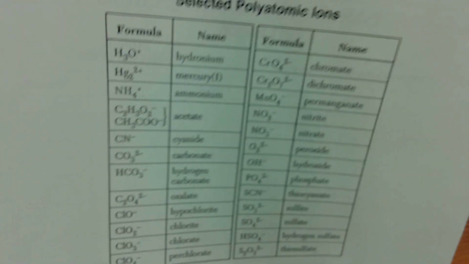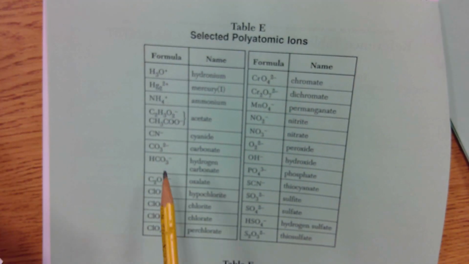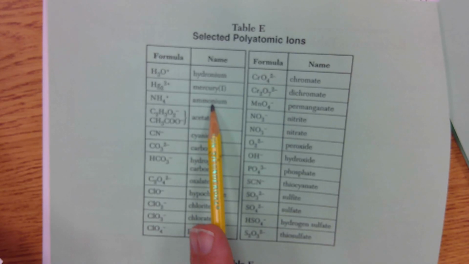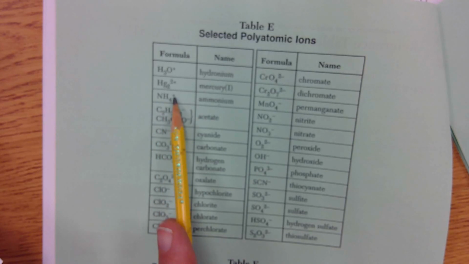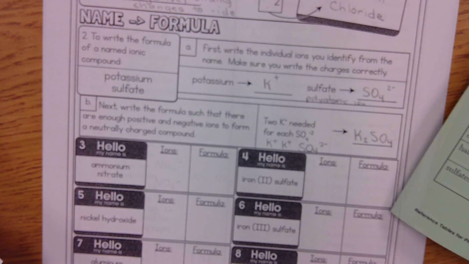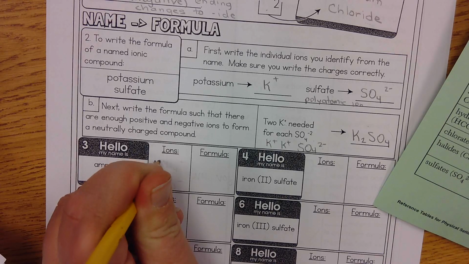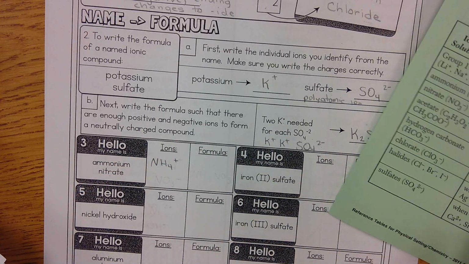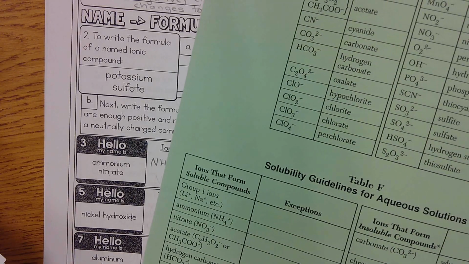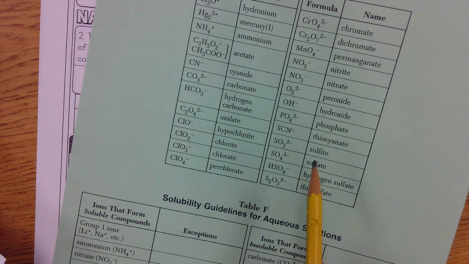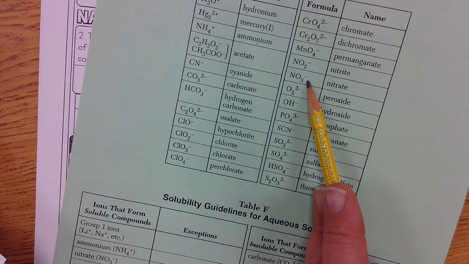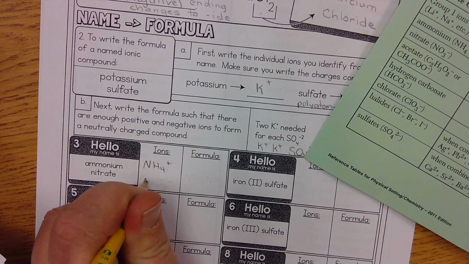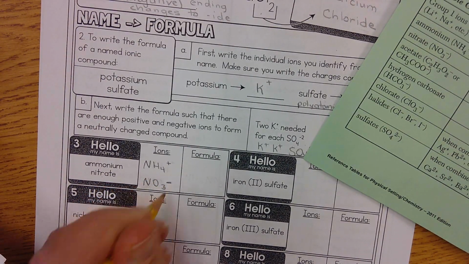So if we look at our handy dandy table E, we see ammonium right here. So ammonium is NH4 with plus 1. So my ammonium ion, NH4 with a plus 1 charge. Okay. And then nitrate, because it ends in ATE, we already know. We're going to go back to the chart. So nitrate is NO3 with minus 1. So my ion for that is NO3 with a minus 1.